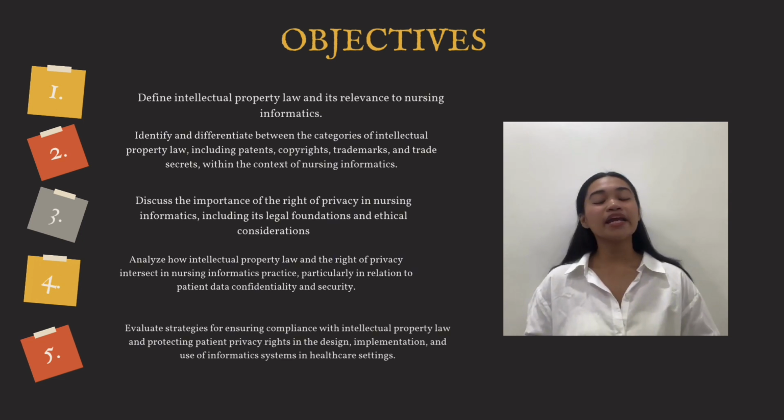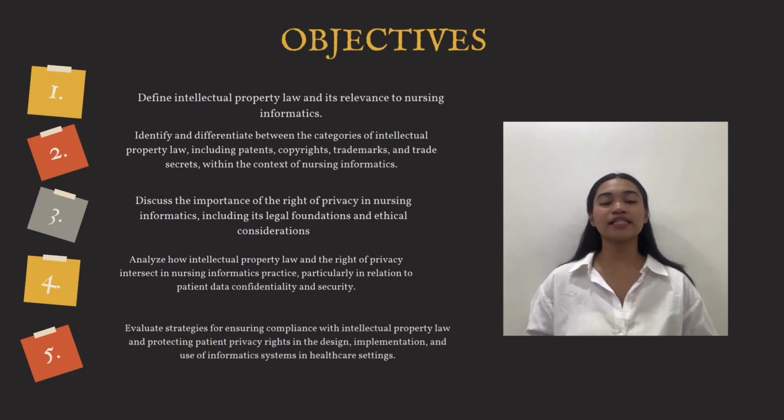Objectives. By the end of the discussions, learners will be able to: first, define intellectual property law and its relevance to nursing informatics. Second, identify and differentiate between the categories of intellectual property law, including patents, copyrights, trademarks, and trade secrets, within the context of nursing informatics. Third, discuss the importance of the right of privacy in nursing informatics, including its legal foundation and ethical consideration.